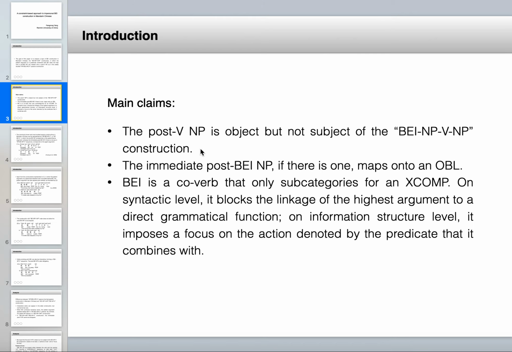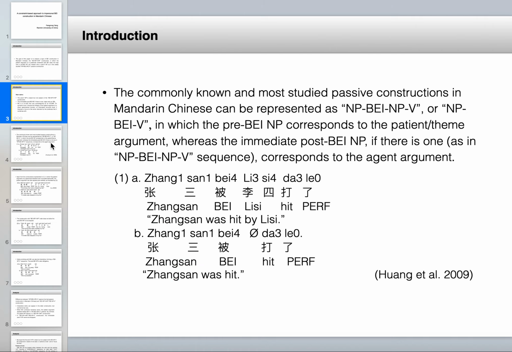My main claims are that, first, the post-VNP is object but not subject of the BEI NP-VNP construction. Second, the immediate post-BEI NP, if there is one, maps onto an oblique. And third, BEI is a coverb that only subcategorizes for the next comp. On the syntactic level, it blocks the linkage of the highest argument to a direct grammatical function, and on the information structure level, it imposes a focus on the action denoted by the predicate that it combines with.